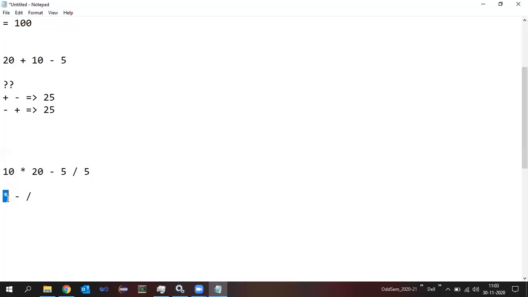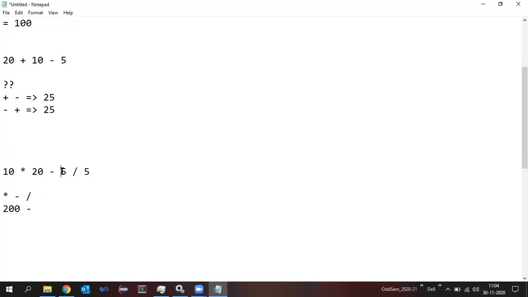Left to right means, between this star and division, which comes first here? When we are doing from left to right, which appears first? Star appears first. So I need to perform the star operation between this 10 and 20. So 10 into 20, I get 200, right? Then subtraction has to be performed later, so keep the subtraction symbol as it is.